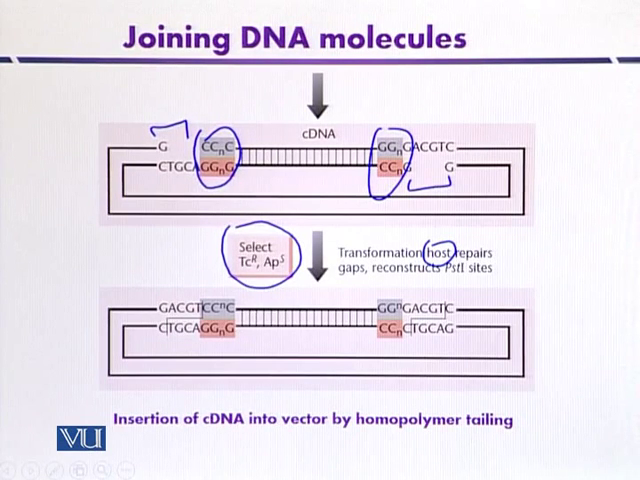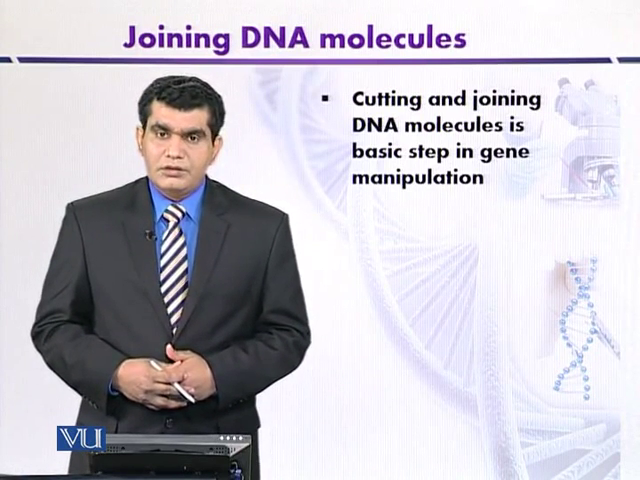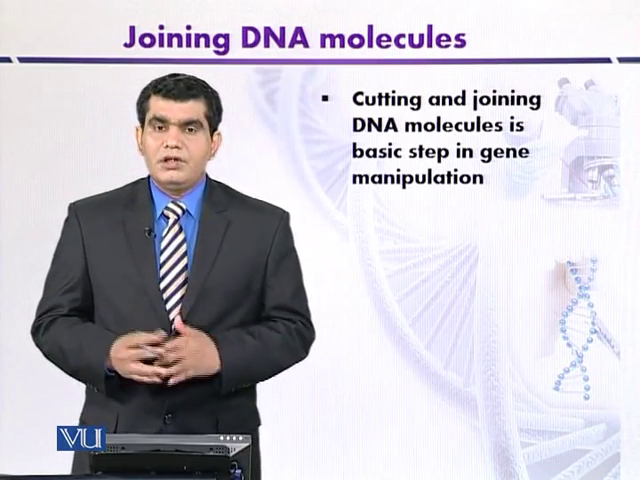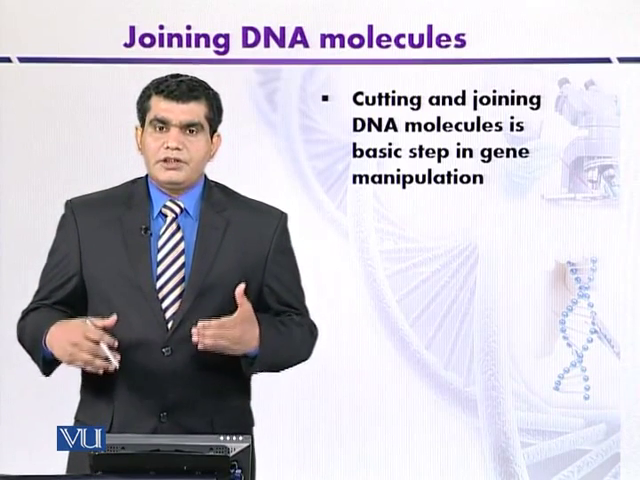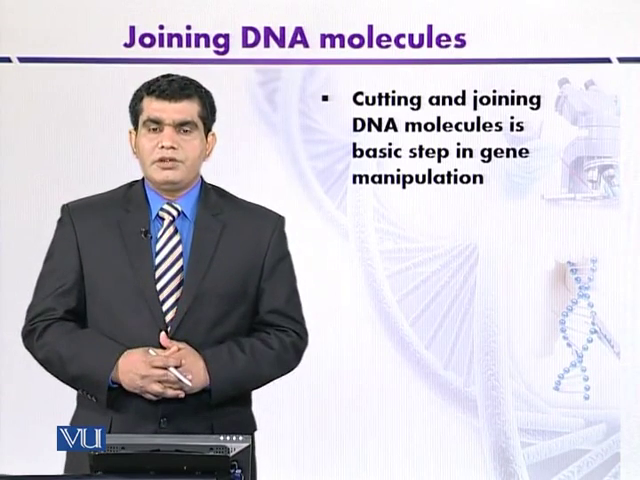Another advantage is that because these transformants are recombinant DNA, they contain the site for PstI, so the target cDNA can again be excised from the artificial recombinant DNA molecule. So finally, we can conclude that cutting and joining of DNA molecules, mediated by different types of enzymes, is a very important tool in the field of gene manipulation.